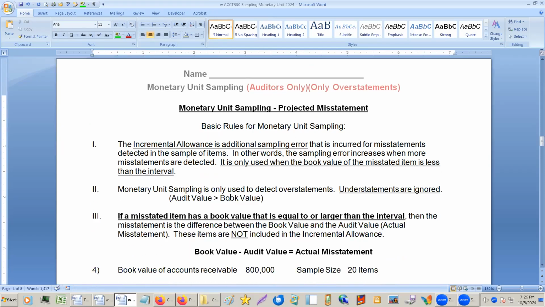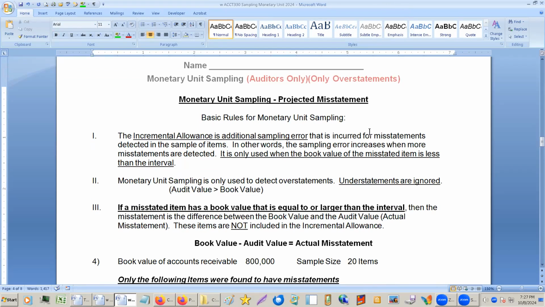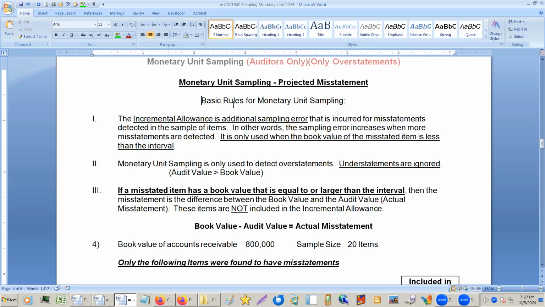Now, I told you all the great things. Now for the wacky things. Basic rules for monetary time. Okay, so we'll see how this plays out. I don't know what we'll get on it.